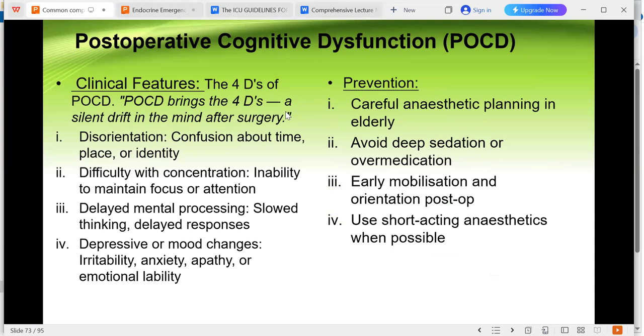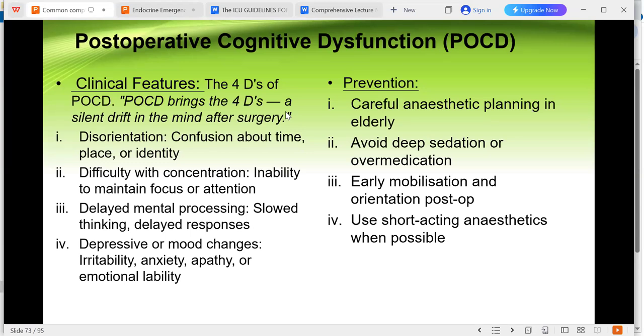Clinical features, don't forget the 4Ds, okay? A silent drift in the mind after surgery, the 4Ds of postoperative cognitive dysfunction. There's disorientation. Patient is confused about time, place, and identity. There's difficulty with concentration, inability to maintain focus or attention.